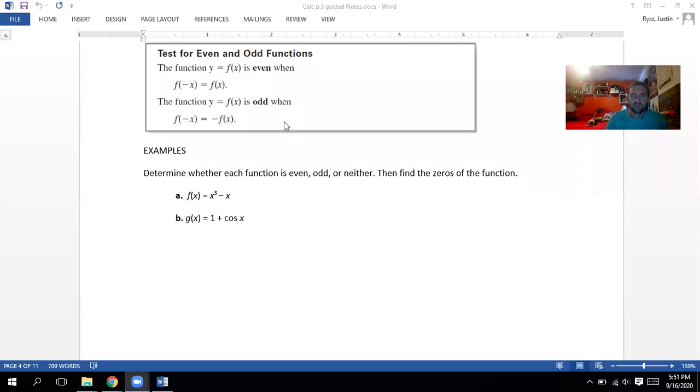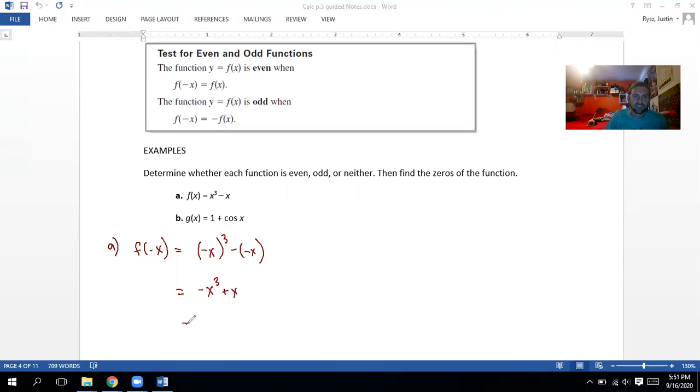All right, are they even or are they odd? So let's first check with A here. Let's find f of negative x. What would negative x cubed minus negative x become? Is there a way we could simplify? Can we get back to the original, or could we have just a negative version of the original? So negative x cubed would be a negative x cubed, and minus negative x would be a plus x. Now that isn't the same thing that we started with, so we can definitely say this is not even.